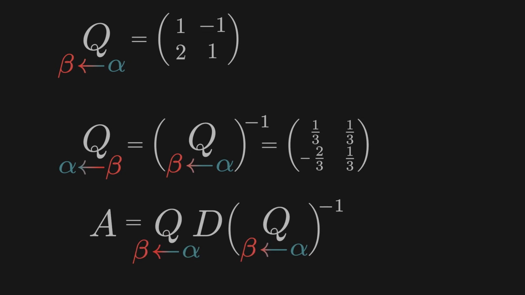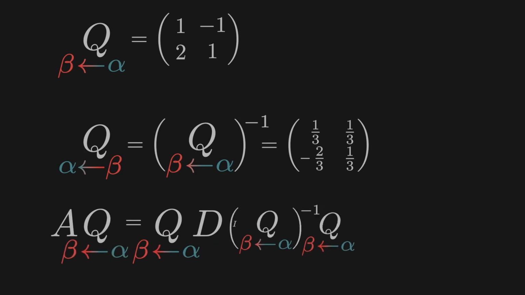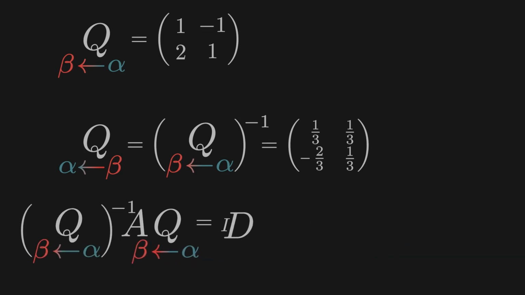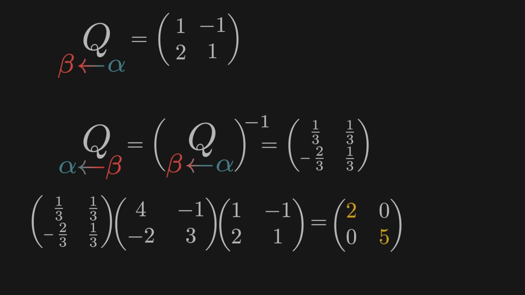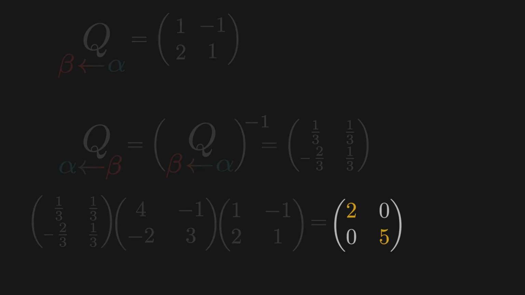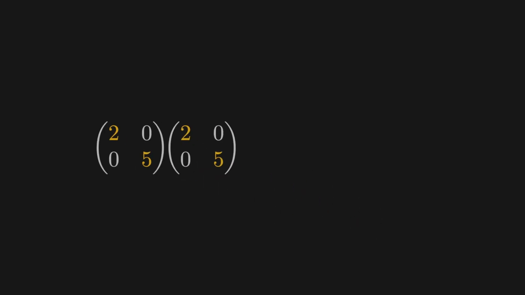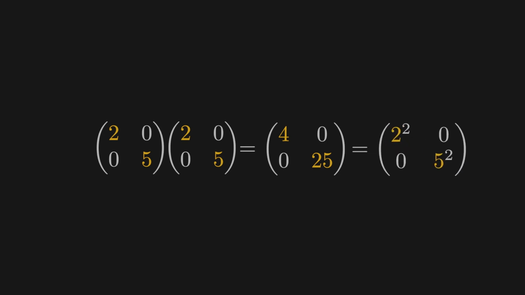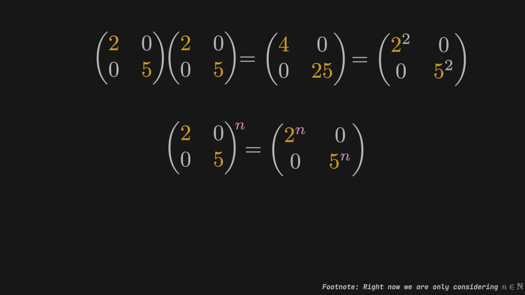Since A equals Q D Q inverse, we can multiply by Q on the right, and then by Q inverse on the left. So, Q inverse A Q is equal to D. Working through the computation, we get that D is equal to [2, 0; 0, 5]. D is a diagonal matrix, which means it only has entries along the diagonal and zeros everywhere else. Another thing to notice is what happens when we multiply the matrix by itself. D squared is equal to [4, 0; 0, 25], which is just 2 squared, 0, 0, 5 squared. This holds more generally for any n.